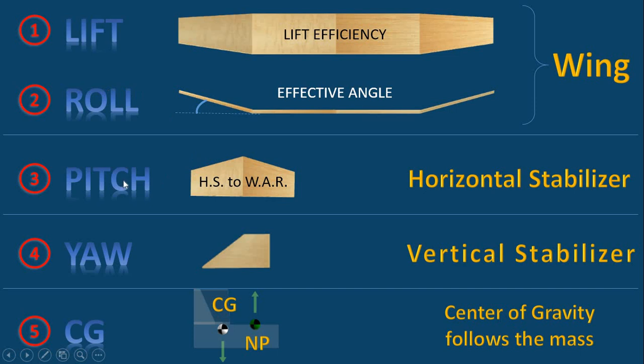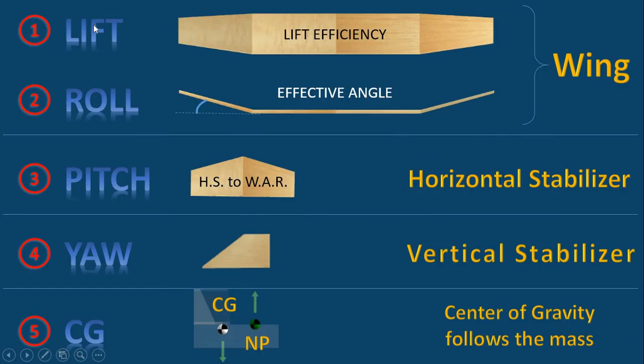Then we move on to pitch, and specifically the horizontal stabilizer to wing area ratio, HS to WAR. And that is just changing the shape of the horizontal stabilizer in this case. Then we move on to yaw, which is changing the vertical stabilizer. So there is also a ratio of this vertical stabilizer to the horizontal stabilizer. And then when we need to, we start moving on to the center of gravity and also the neutral point. The thing to remember is that the center of gravity always follows the mass.